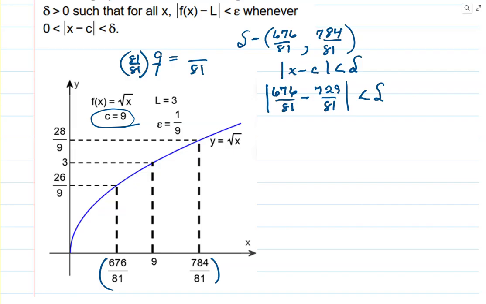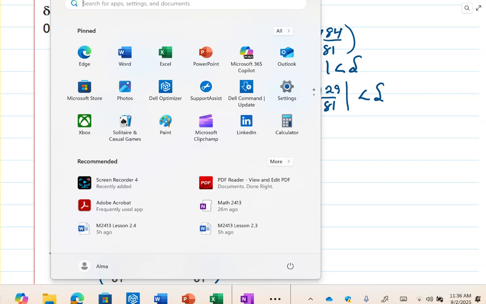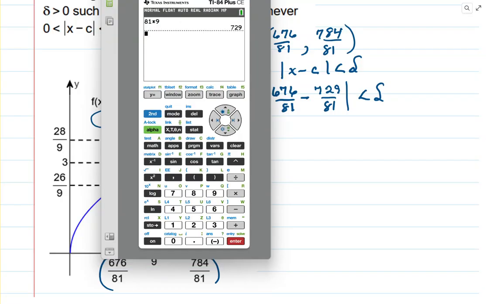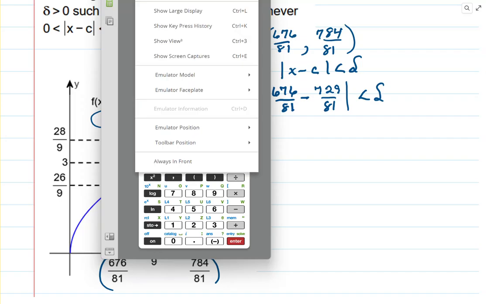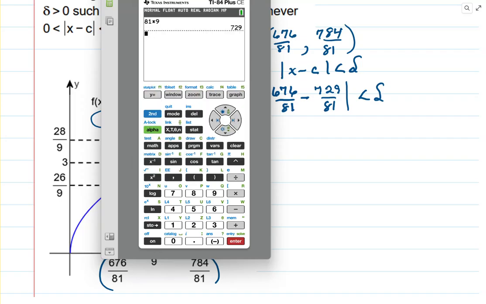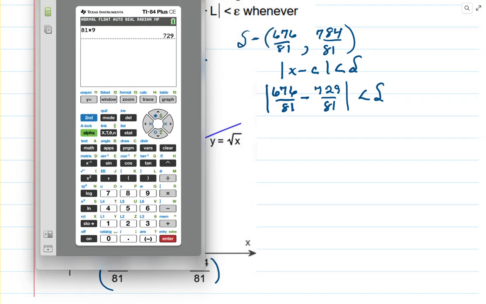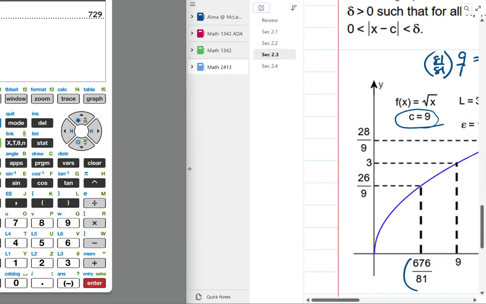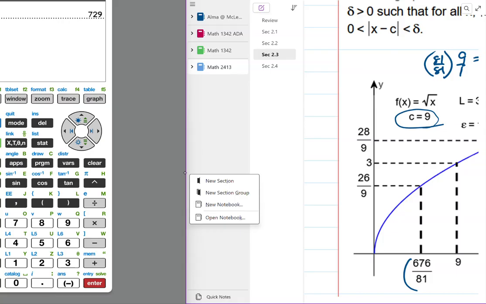All right. So now I'm going to do the math. Oops, sorry. Sorry about that. Well, I didn't want to split my screen. I'm sorry.